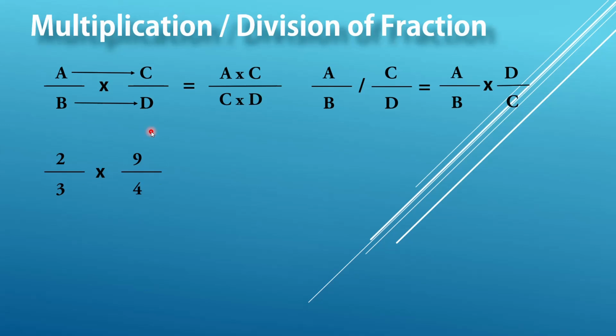Let's say we take an example, 2 by 3 into 9 by 4. So here if we see directly 2 by 9 and 3 by 4, no need to do anything. If you don't have addition or subtraction, you can directly do division. Okay, so 2 ones are 2 and 2 twos are 4, and 3 ones are 3 and 3 threes are 9. So 3 by 2 directly we can say.